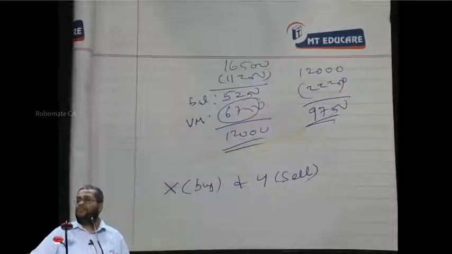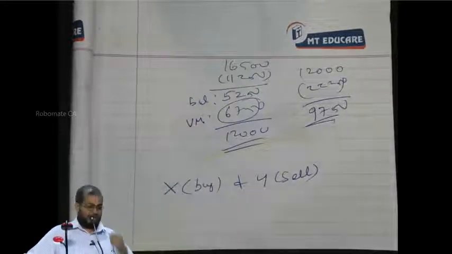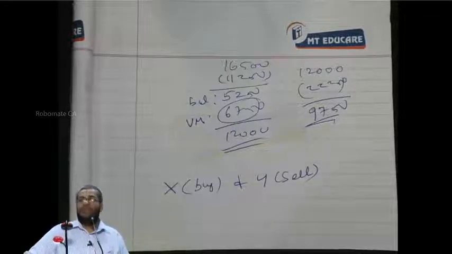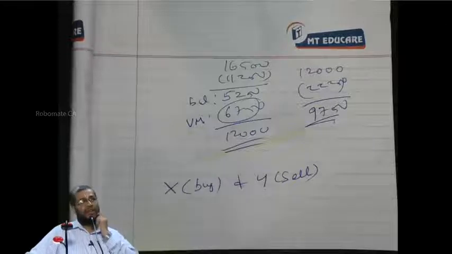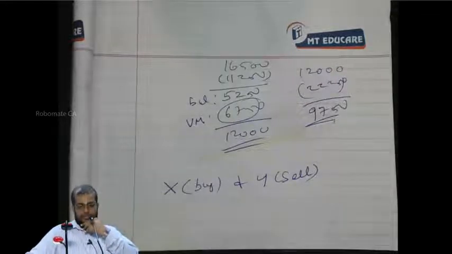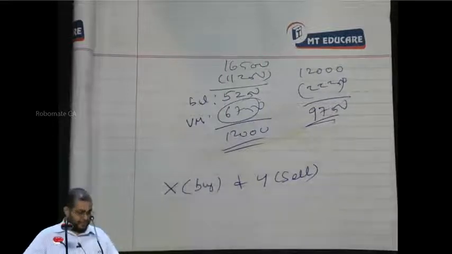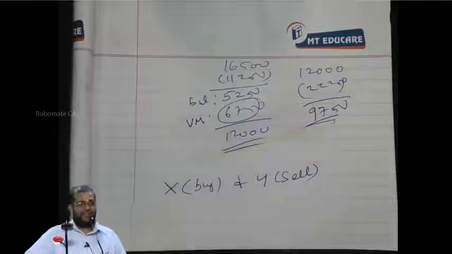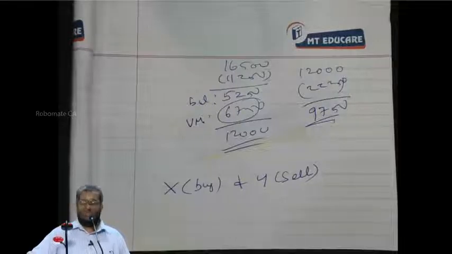There are 3 types of margins. Branch it into 3. First branch, initial margin. Second branch, maintenance margin. Third branch, variation margin. Initial margin, maintenance margin, and then variation margin.